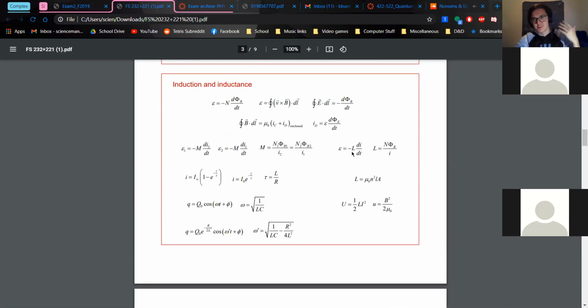I know this is a lot of information to throw at you guys at once, so ask questions if you have them. All right, now we're at induction and inductance. This stuff is intimidating, but it's not as bad as it looks, I promise.